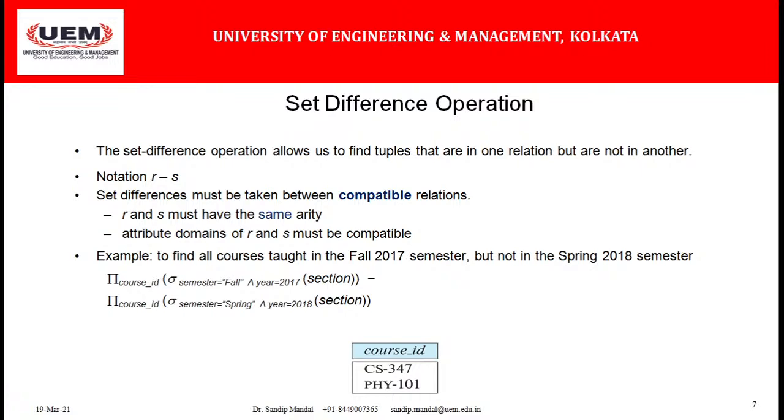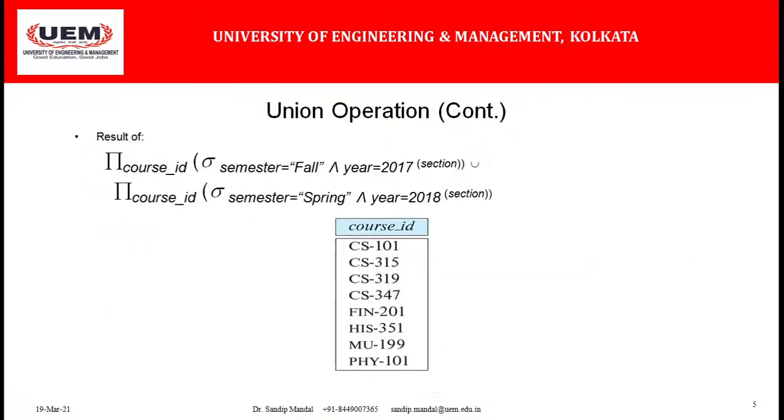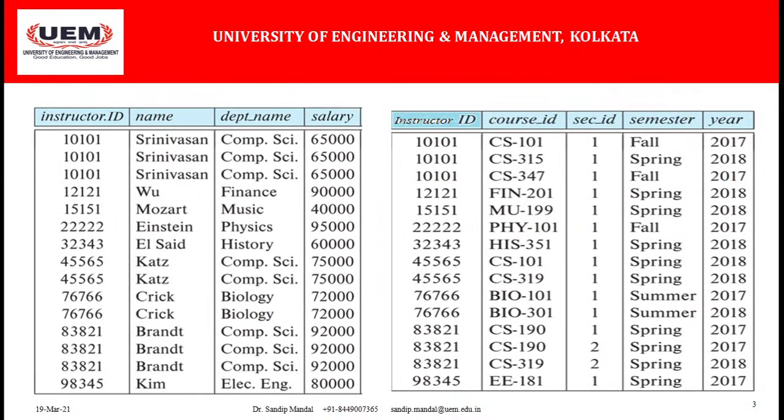Someone may question that, sir, in the fall 2017 semester. Your point is very correct that CS 347 and PHA 101 are available on both sides, discard it. CS 347 and PHA 101 are not available in spring 2018, that is considered. But FIN 201, MU 199, HIS 351 are available in spring 2018 but not available in fall 2017. Why are you not considering that?